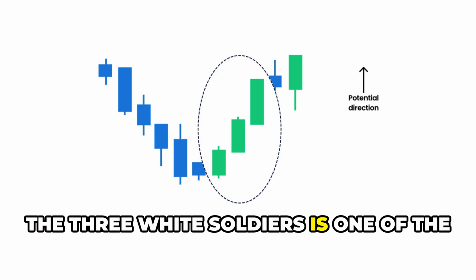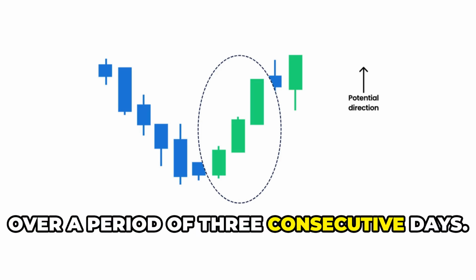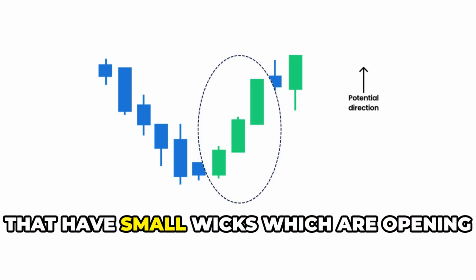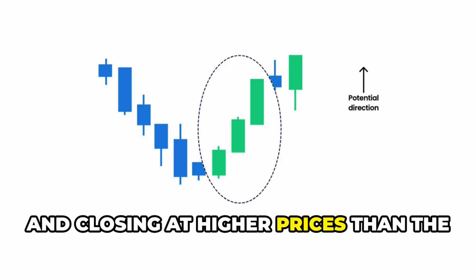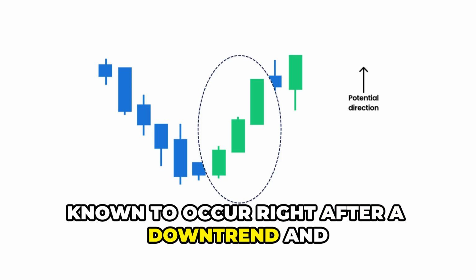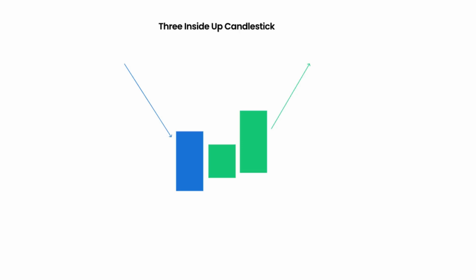The three white soldiers is one of the best bullish candlestick patterns seen over a period of 3 consecutive days. It consists of 3 long green candles that have small wicks, which are opening and closing at higher prices than the previous day. It sends a strong bullish signal that is known to occur right after a downtrend and signals the traders about a steady and robust buying pressure.